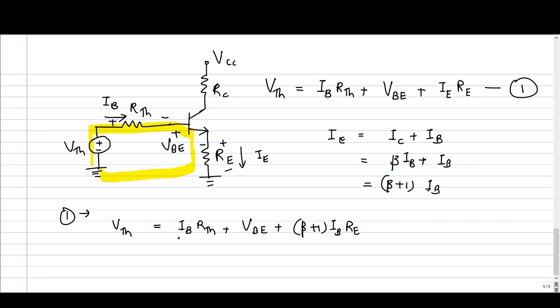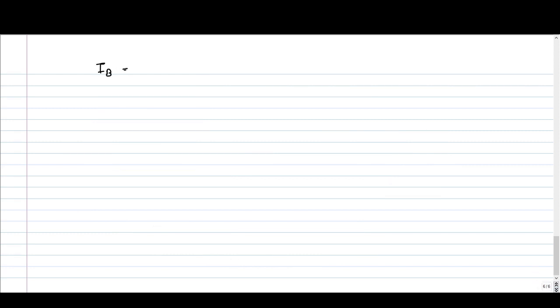Okay, so here IB can be taken as a common factor. So this is IB into RTH plus beta plus 1 into RE, plus VBE. Now we can write an expression for IB. So IB will be VTH minus VBE divided by this quantity. So IB is VTH minus VBE divided by RTH plus beta plus 1 into RE. Okay, so this is the expression for base current.